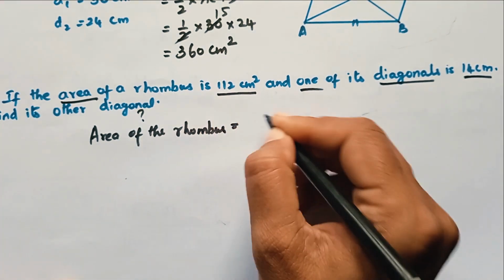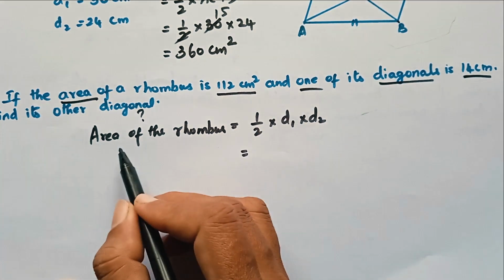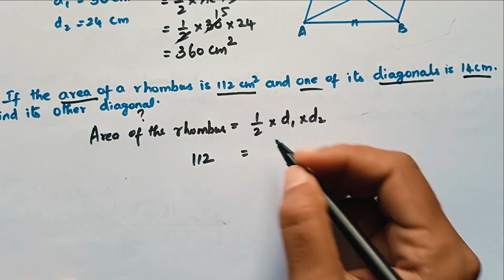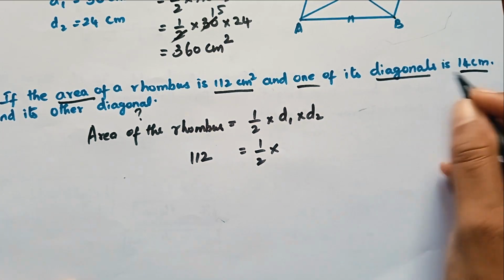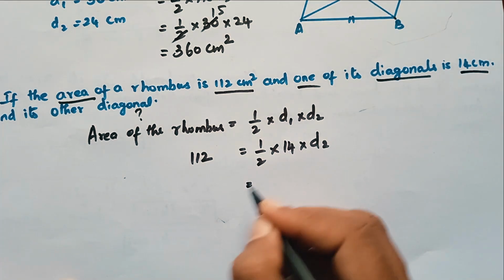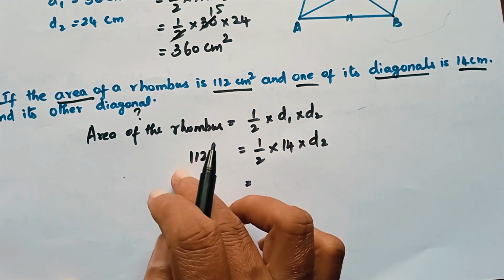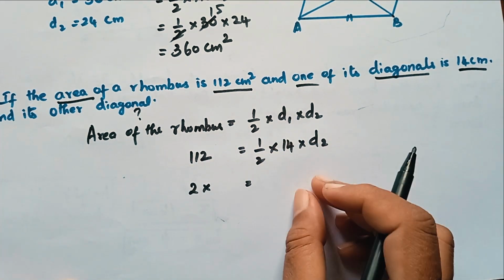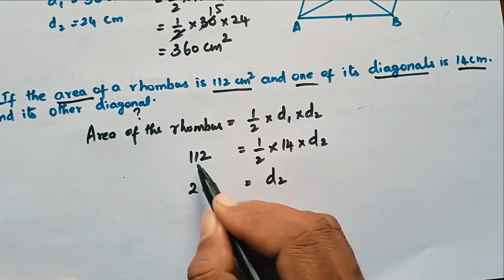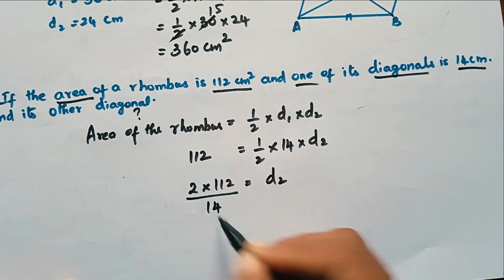half into product of diagonals d1 into d2, right? So from the above formula we know the area as 112 centimeter square and we know one of the diagonal is 14. From this we can find the other diagonal. Okay, so we'll get 2 into 112, take the numbers to the other side and keep the d2 on this side. Diagonal 2, take 2 to the other side. So 2 into 112, this 14 comes down, divided by 14.